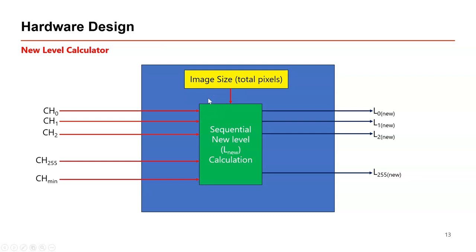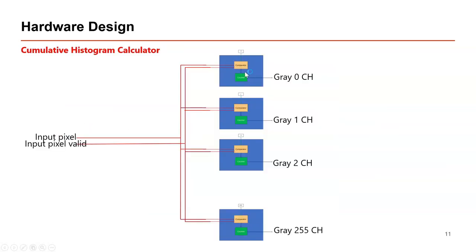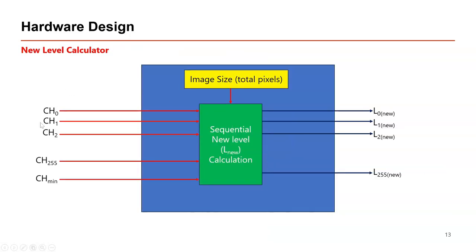Next, we'll be using the module to do the mapping operation. We have already seen the equation before. This mapper will be getting the cumulative histogram at every level, which will be coming from these modules. We got them in parallel, so they will be coming here in parallel. Also, we have the minimum cumulative histogram coming here. So it will be doing that mapping operation, and it will provide us the new level. It also takes the total number of pixels, or the image size, as a parameter.